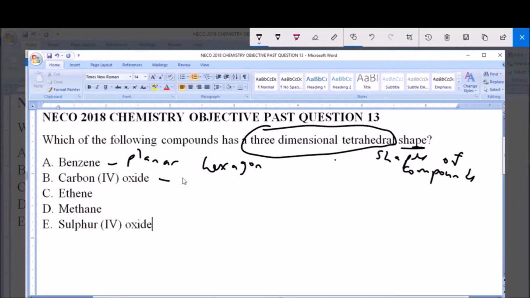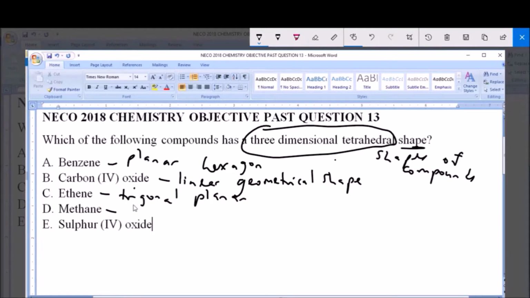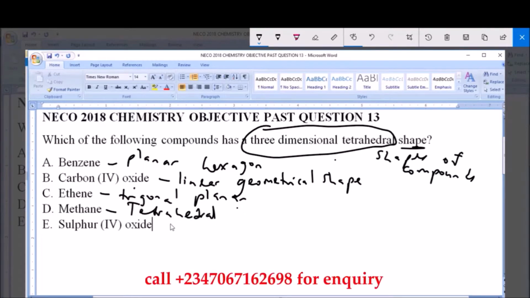Now, carbon 4 oxide has a linear geometrical shape. So its structure is arranged sort of like in a straight line, hence the name, the linear geometrical shape. Ethene is trigonal planar in shape. Methane is tetrahedral in shape. And then sulfur 4 oxide is dihedral in shape.